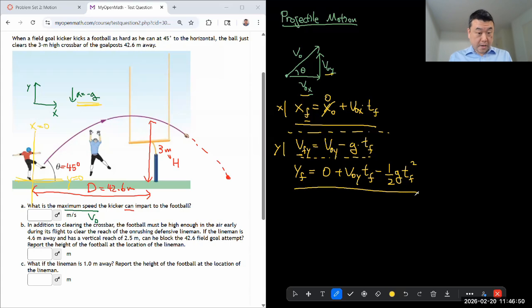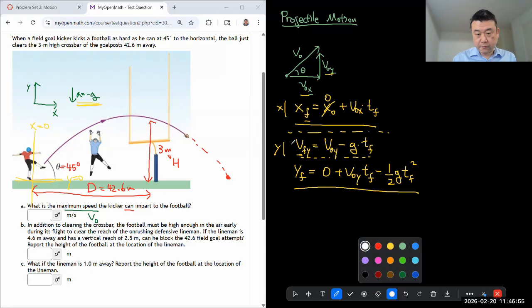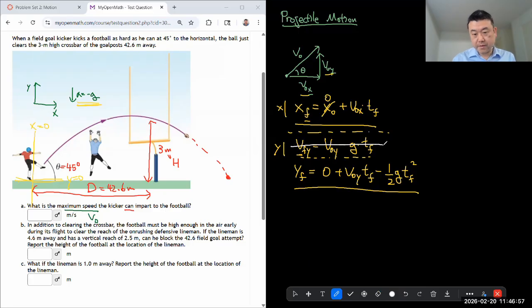So with those, this is the check I like to do. I'm acknowledging one equation I probably won't use, so let me cross it out. I have two equations. I would like to make sure I only have two unknowns, because that's the basic solving of a system of equations. So x final, that's going to be my d. I'm given that, so I know that.